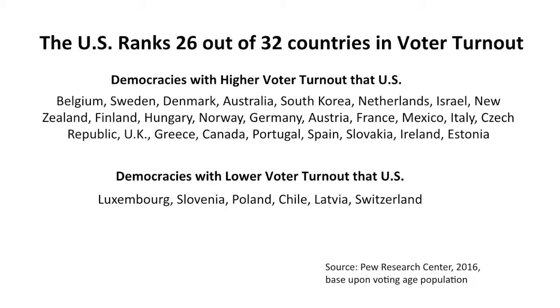Given all these obstacles to participating in American-style democracy, it should come as no surprise that America ranks 25th out of 32 developed countries in voter turnout. Belgium, Sweden, Denmark, Australia, and 22 other countries have higher voter turnout than the United States. Only Luxembourg, Slovenia, Poland, Chile, Latvia, and Switzerland have lower turnout.